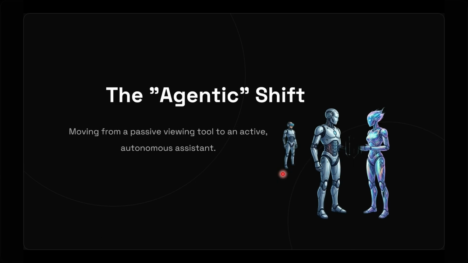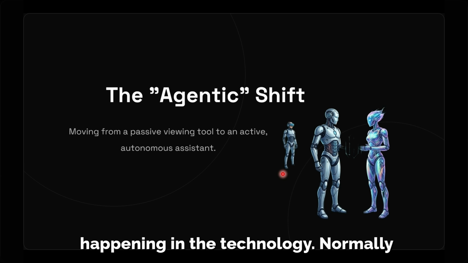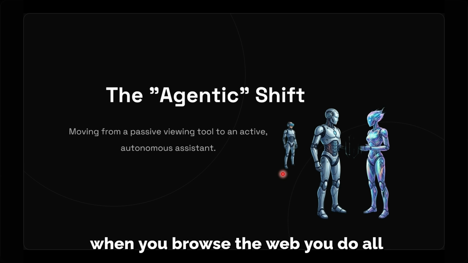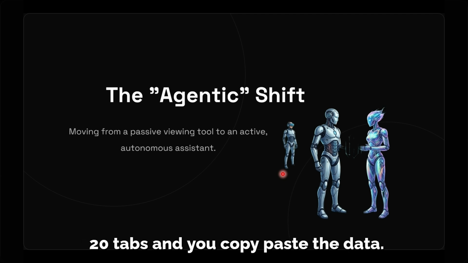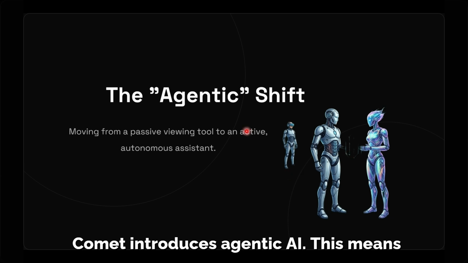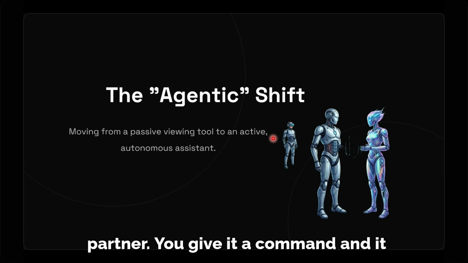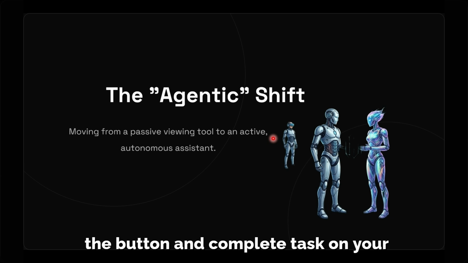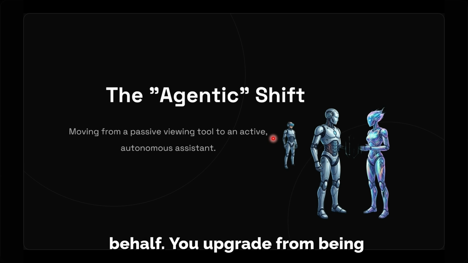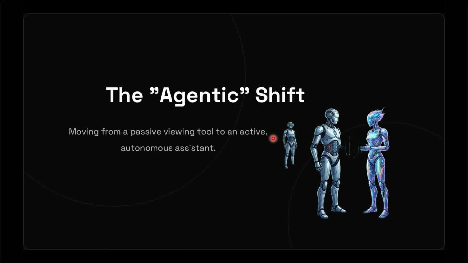Let's dive in. First, we need to understand the big shift happening in the technology. Normally, when you browse the web, you do all the heavy lifting. You search, you open 20 tabs, and you copy paste the data. Comet introduces agentic AI. This means the browser acts as your active thought partner. You give it a command and it navigates the web, reads the pages, clicks the buttons and completes tasks on your behalf. You upgrade from being a web surfer to a manager directing a digital assistant. Now let me take you to the dashboard of the Comet web browser.